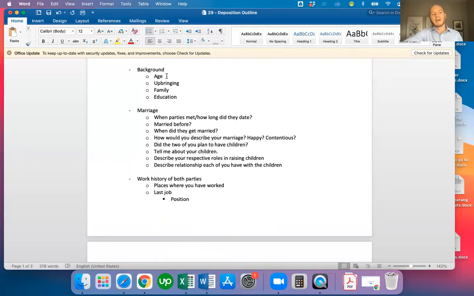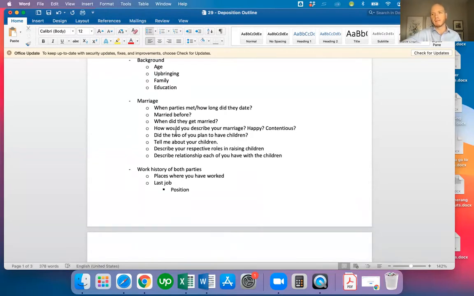So I'll usually ask some background questions, ask their age, get an understanding of their upbringing, what their family life was like growing up, get an understanding of their educational background, just to really get a feel for who somebody is. Then I'm going to want to get into asking questions about the marriage. So when did the two parties meet? How long did they date? Were they married? Had they ever been married before? Do they have any children?